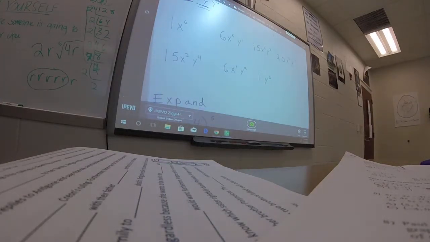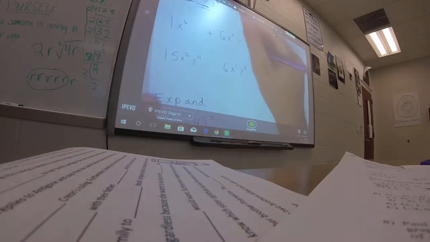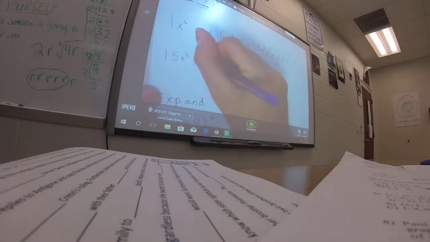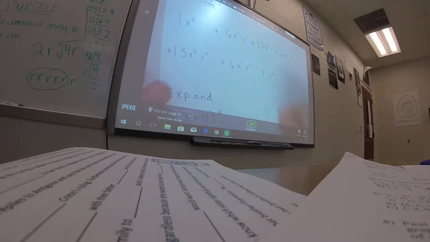And then this right here would be y to the 0. Okay? Now let's do the symbols. Well, since this is x plus y, it's pretty logical that all the symbols in between here are going to be positive. So we're adding all of these terms together. Let's put a plus in front of the 15 so we don't forget. Good. And then plus 1.